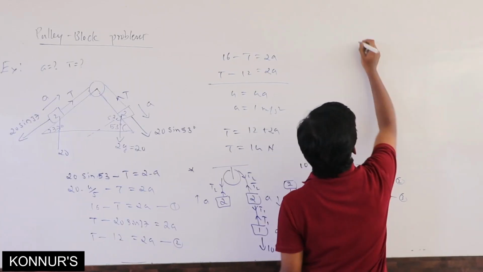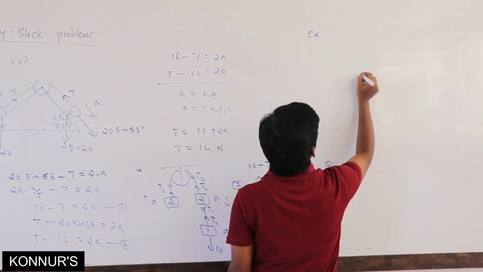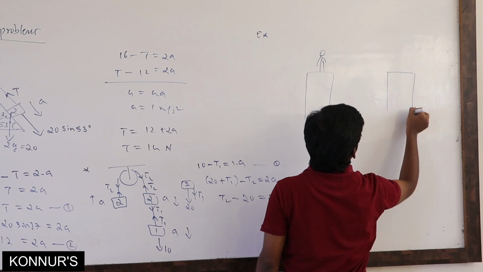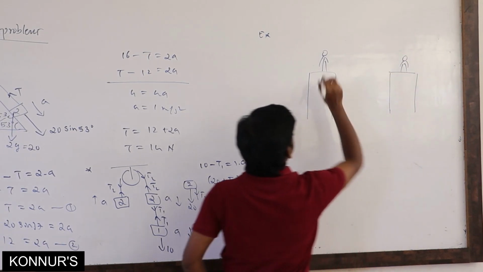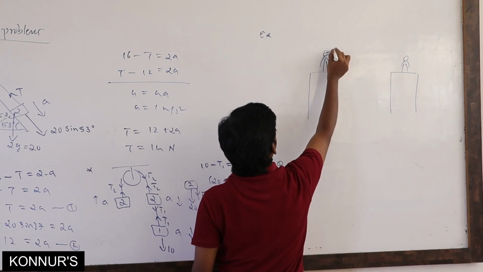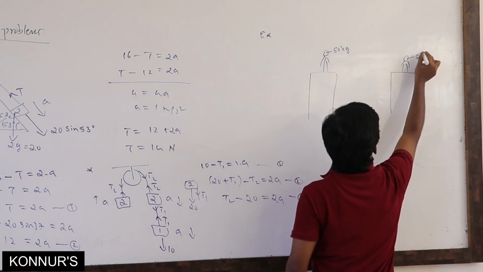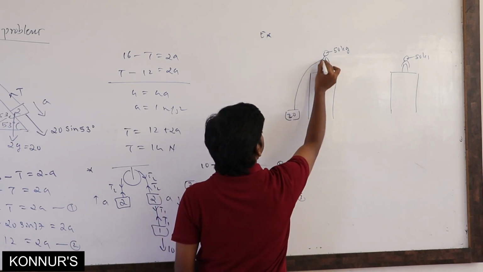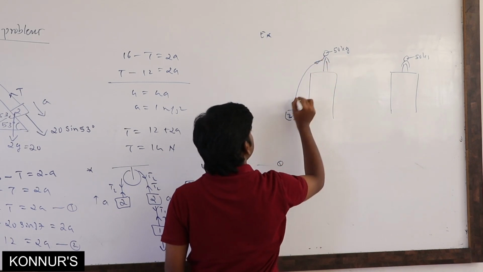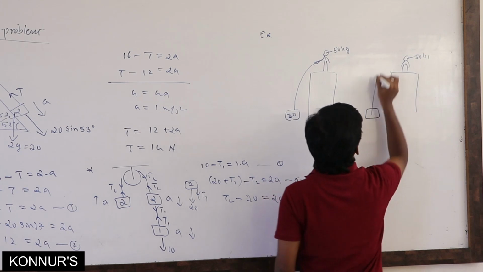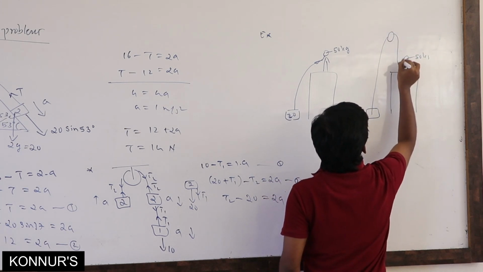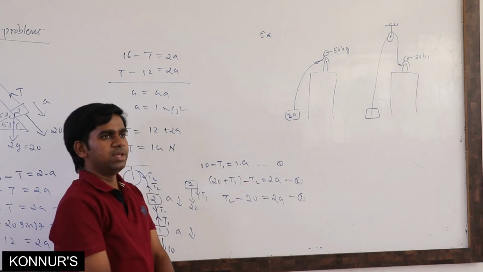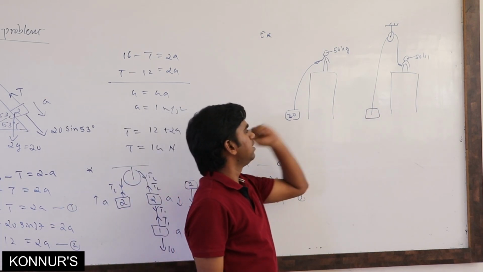Or suppose you have two situations. A person is standing on this. Okay, the same person is standing here also. His mass is say 50 kg. He is himself 50 kg. He wants to lift a mass of 20 kg. So here he is lifting like this. Here he used some technique and he is lifting like this. Okay. So which is better? Which option is better for him? Whether to lift like this is better or to lift like this is better.